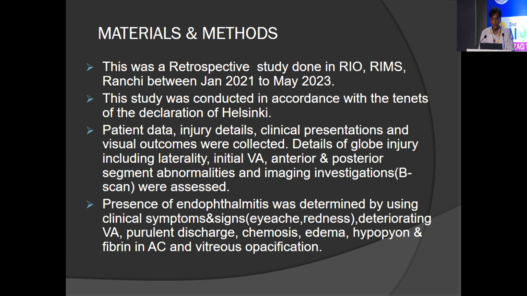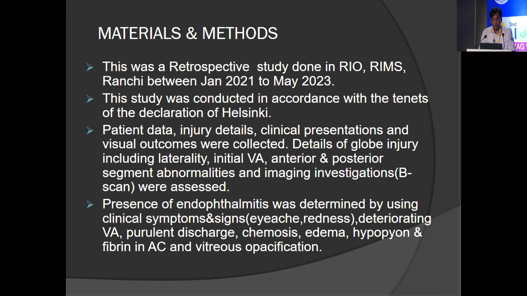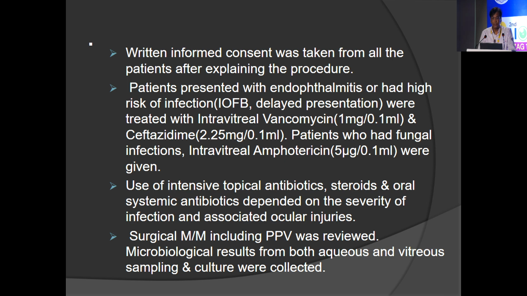Patient data, injury details, clinical presentations, and visual outcomes were collected. Details of globe injury, including laterality, initial visual acuity, anterior and posterior segment abnormalities, and imaging investigation B scan were assessed. Presence of endophthalmitis was determined by clinical symptoms and signs: eye ache, redness, deteriorating visual acuity, purulent discharge, chemosis, edema, hypopyon and fibrin in the anterior chamber, and vitreous opacification. Written informed consent was taken from all the patients.